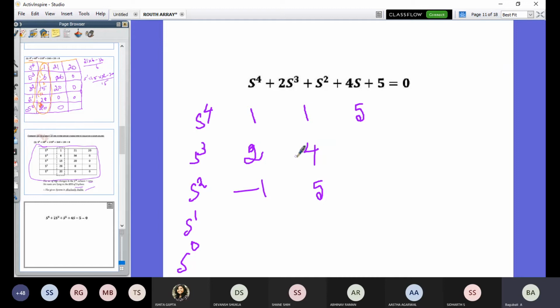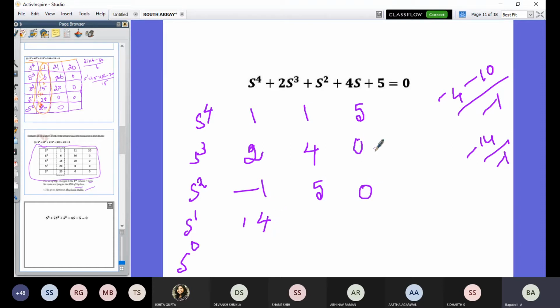What about S power 1? Minus 4, minus 10, divided by minus 1. What is the answer? Minus 14 divided by minus 1 is 14. So here it should be 0, here it should be 0.